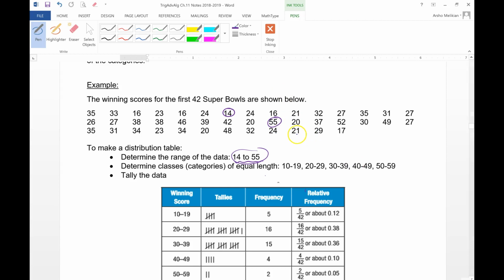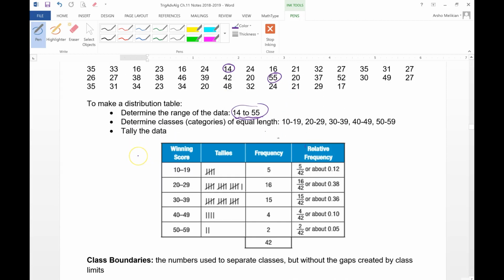Once you have your classes, you have to tally the data. So here's what we do. We determine that the classes are 10 to 19, right? So you write that here: 10 to 19, 20 to 29, 30 to 39. And now you want to tally them. For example, this first number, 35, goes in the 30s, so you put a tally mark there. 33 goes in the 30s, you put a tally mark there. 16 goes in the 10s, you put a tally mark there.